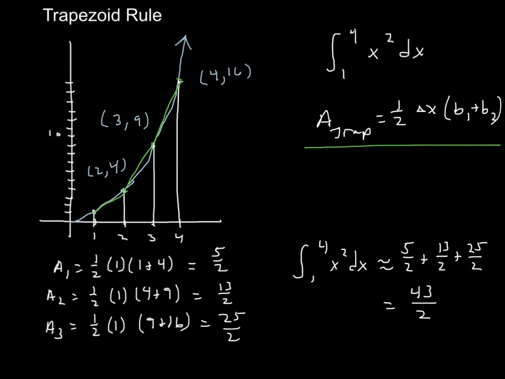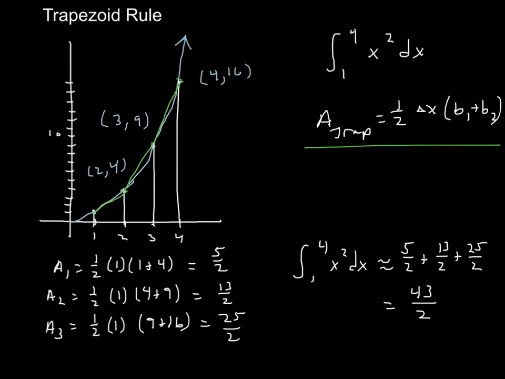Area 2 would be 1/2 times 4 plus 9, which would be 13 over 2. And area 3 is going to be 1/2 times 9 plus 16, which gives me 25 over 2. So therefore, I can approximate this. I can say the integral from 1 to 4 of x squared dx is approximately equal to 5 over 2 plus 13 over 2 plus 25 over 2, which would be equal to 43 over 2.